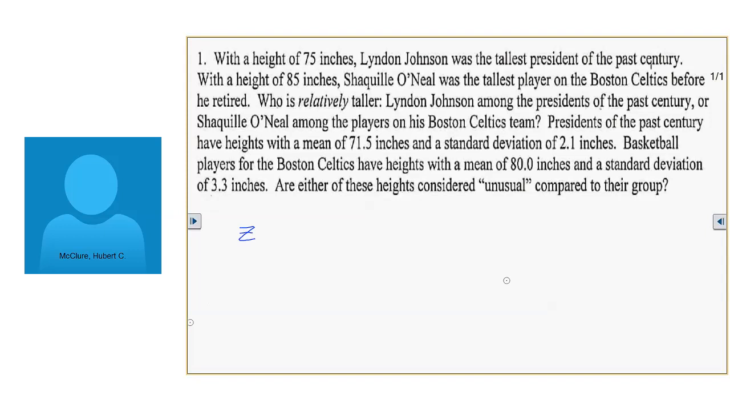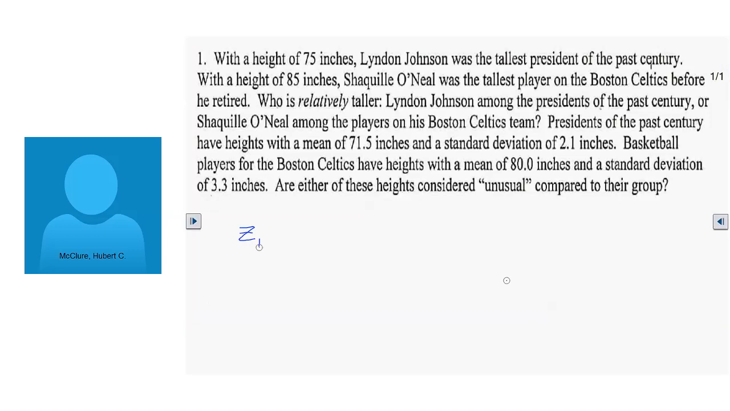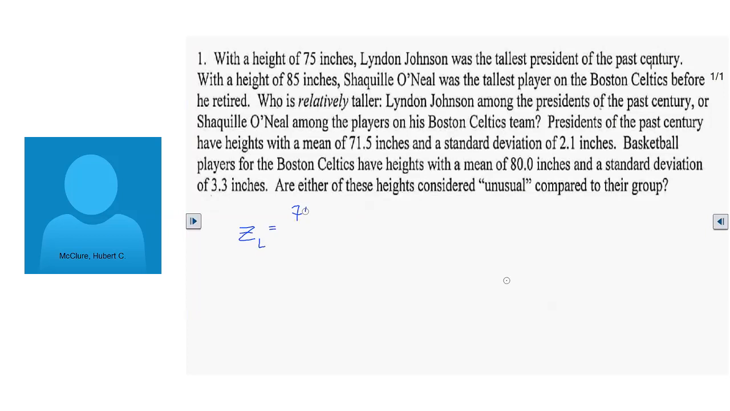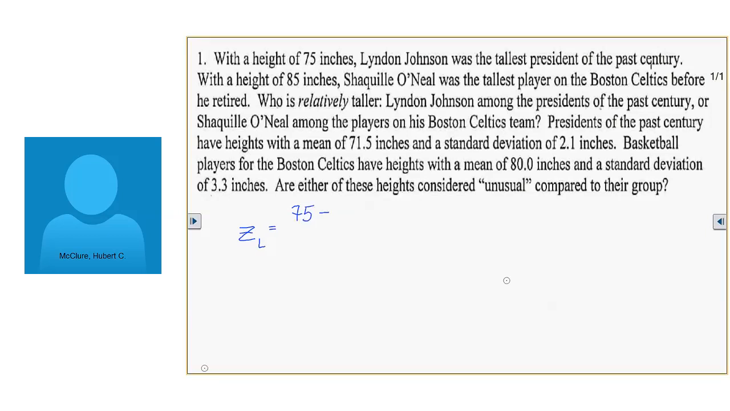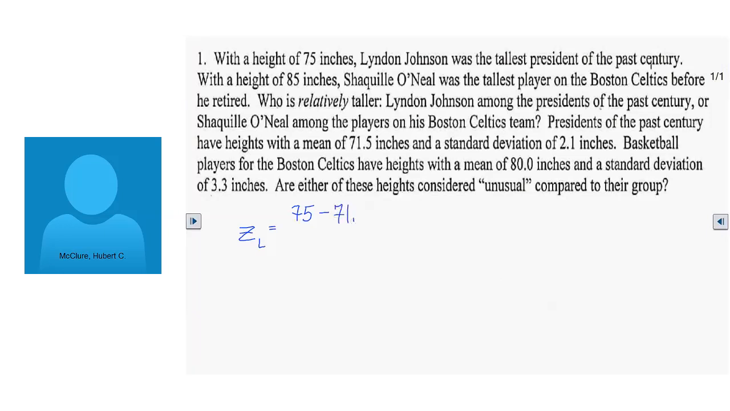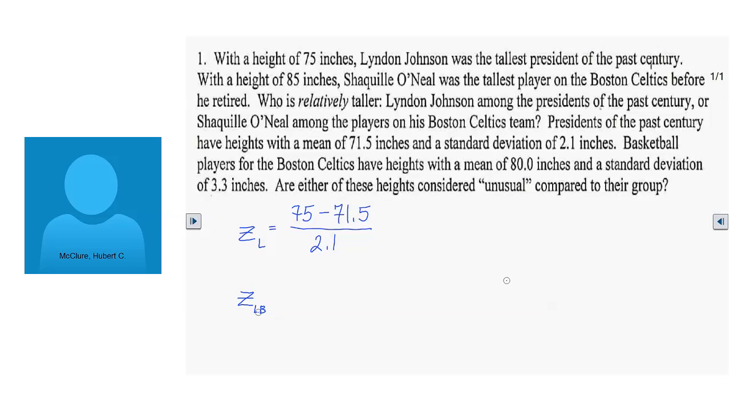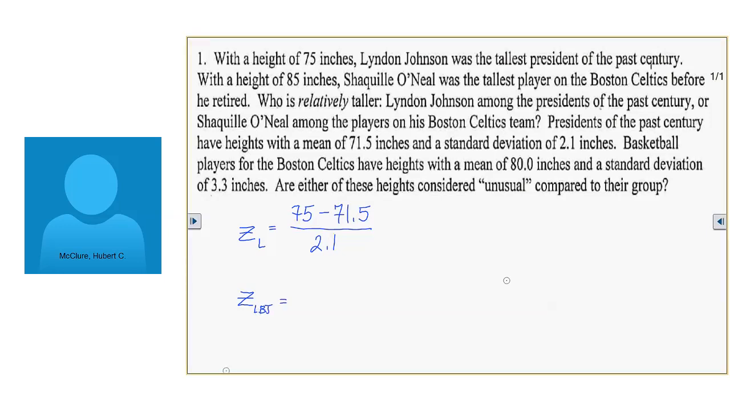Anyway, Z sub LBJ is equal to, what's his X? How tall is he? 75. Minus, what's the mean of the presidents? 71. Oh, you actually read. I wasn't expecting that. And what's the standard deviation of the presidents? 2.1. So somebody crank that through your calculator, and the Z-score for LBJ is equal to what? 1.7. Okay, let's do Shaq. We'll do him in red.